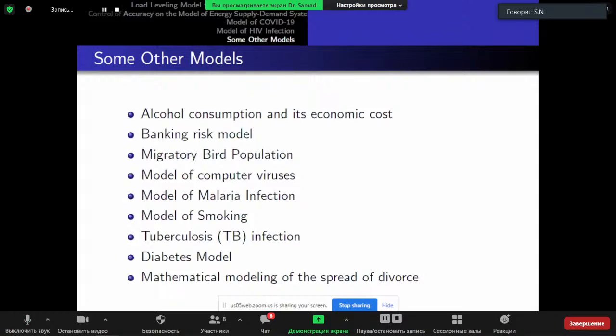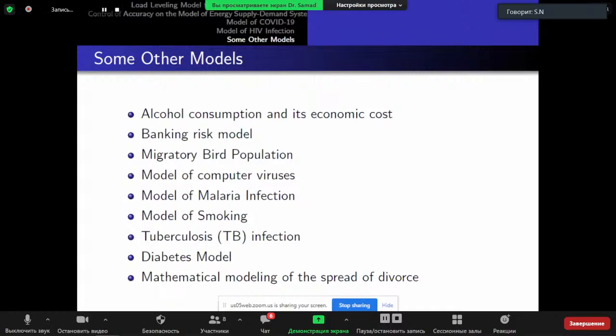The model of computer viruses, I think there are about 5 papers related to this model. The model of malaria infection, I have 2 papers related to malaria, integer order and also fractional order. The model of the smoking habit, again really important in Russia. Tuberculosis, TB infection, and recently I saw some statistics related to TB in Russia, where again Russia is among the high-rate countries.